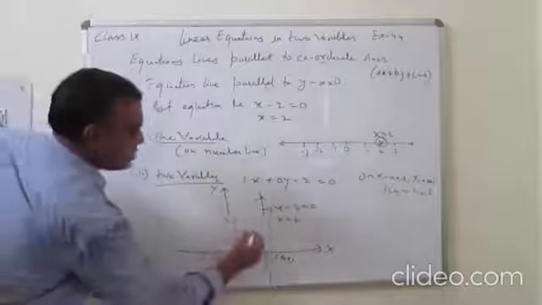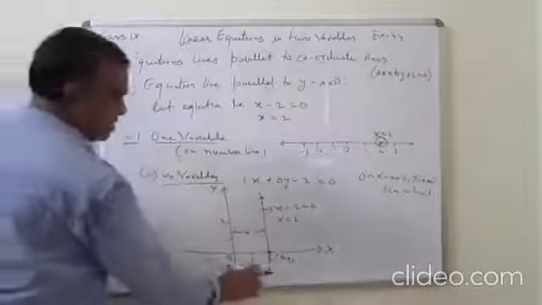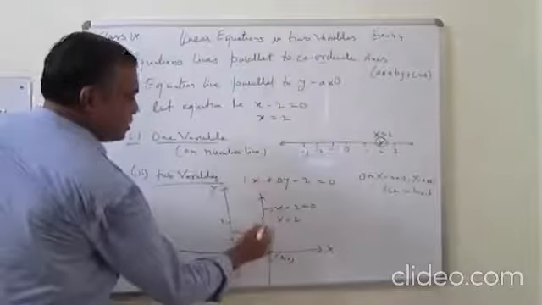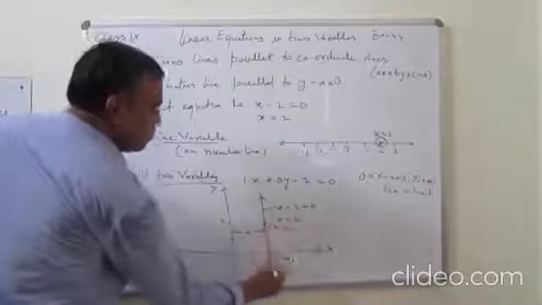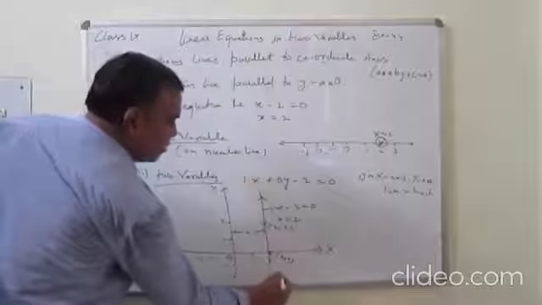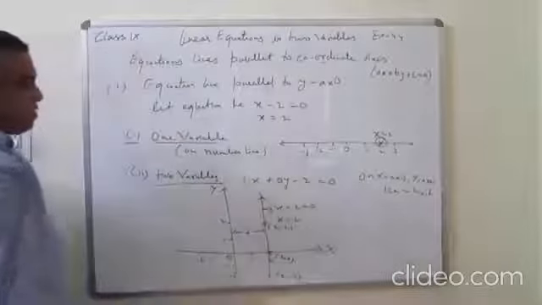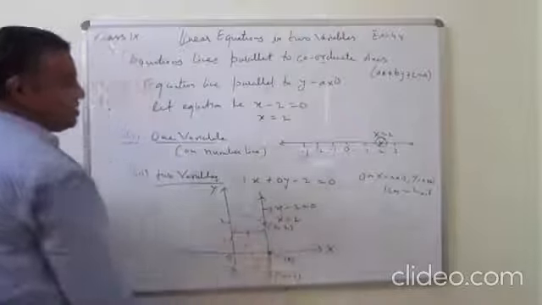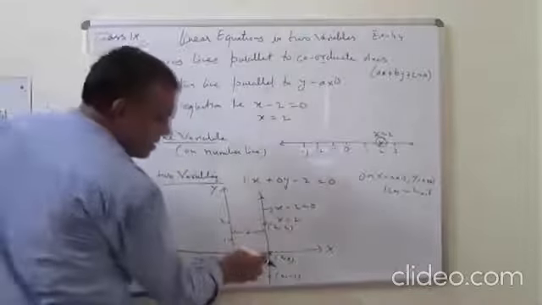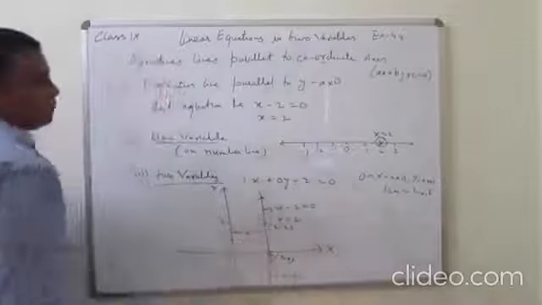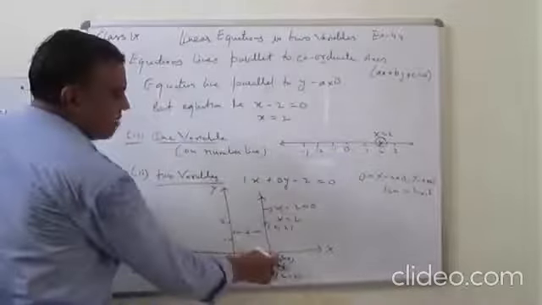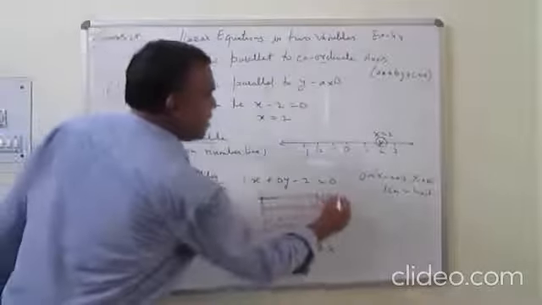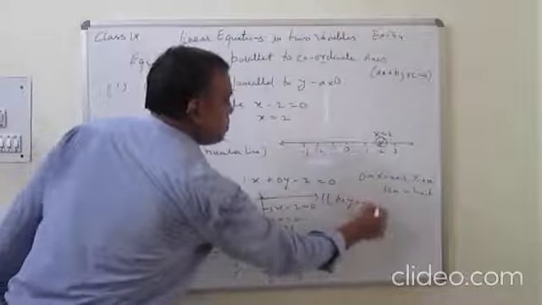This distance is 2. You see here the distance 2 is fixed. 2, 0 is fixed. This point is called 2, 2. This point is called 2, minus 2. So the x-coordinate is fixed, that is 2, and y is changing. So this is the line passing through x equal to 2 and it is parallel to the y-axis.